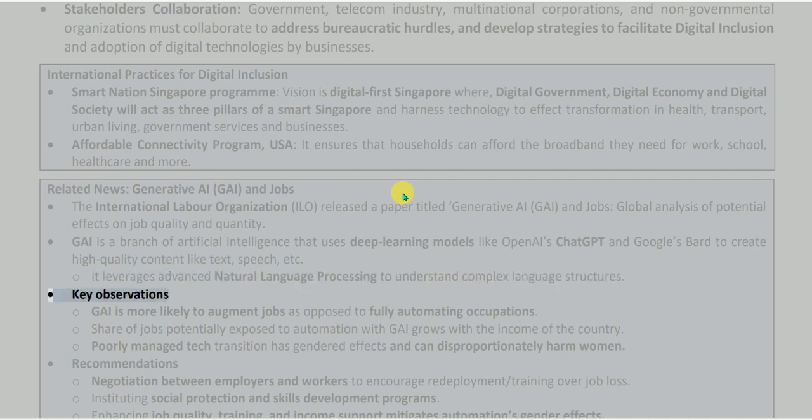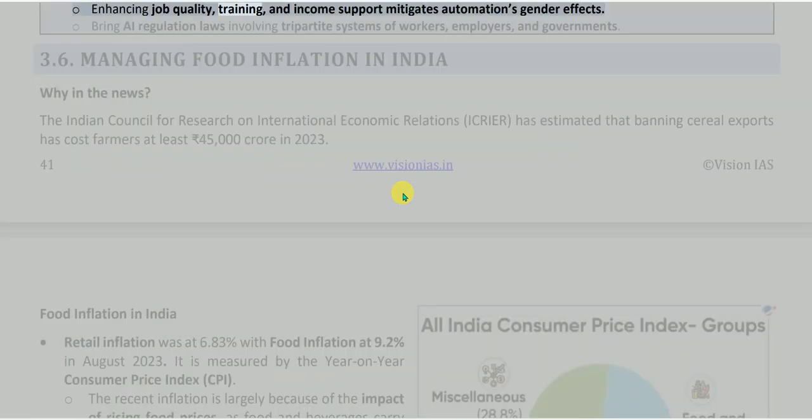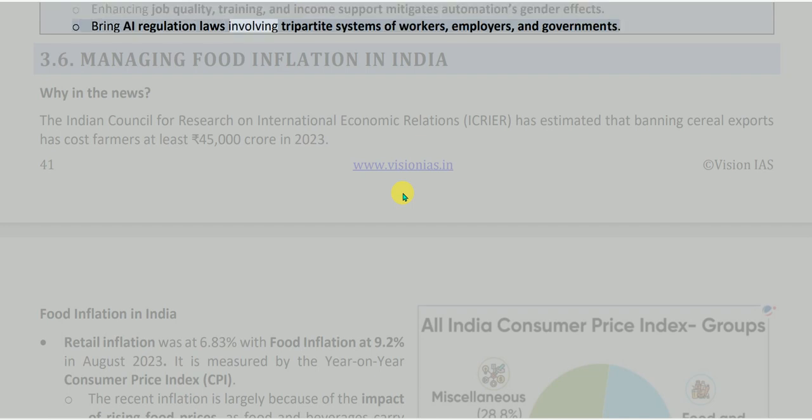Key observations: GAI is more likely to augment jobs as opposed to fully automating occupations. Share of jobs potentially exposed to automation with GAI grows with the income of the country. Poorly managed tech transition has gendered effects and can disproportionately harm women. Recommendations: negotiation between employers and workers to encourage redeployment training over job loss. Instituting social protection and skills development programs. Enhancing job quality, training, and income support mitigates automation's gender effects. Bring regulation laws involving tripartite systems of workers, employers, and governments.